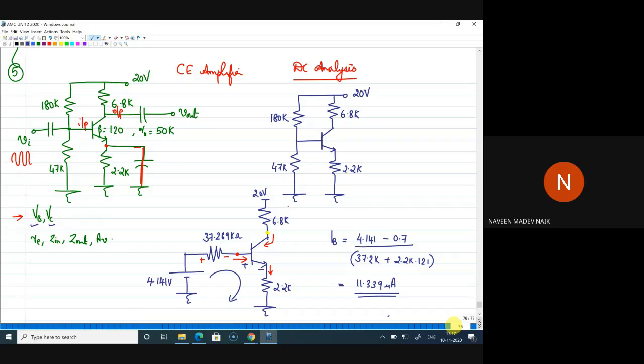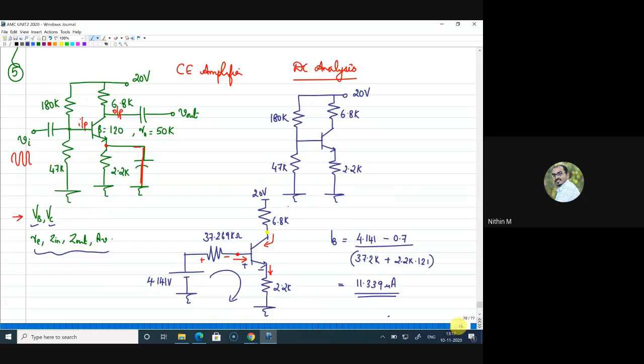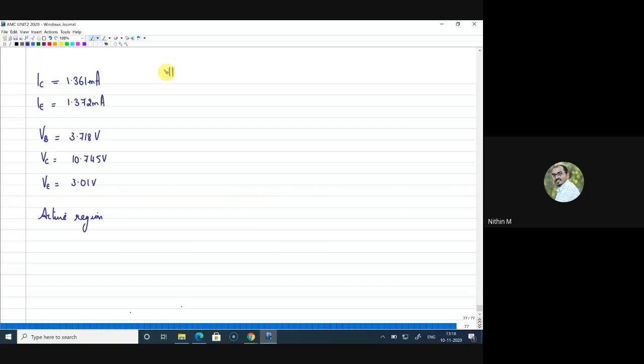I have to find the input impedance. Yeah, we have to find all the other things. So the first heading I wrote is DC analysis. This is the first step. Now I'll write the second step as AC analysis, that is a small signal analysis where I have to bring in the small signal equivalent circuit.